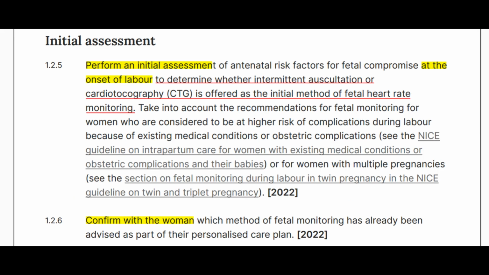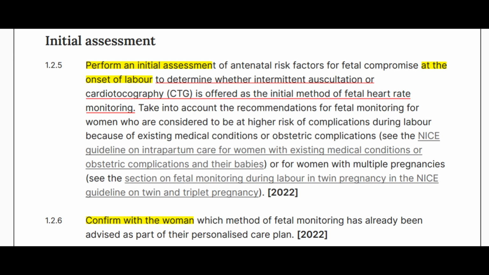Initial assessment. Perform an initial assessment of antenatal risk factors for fetal compromise at the onset of labor to determine whether intermittent auscultation or cardiotocography is offered as the initial method of fetal heart rate monitoring. Take into account the recommendations for fetal monitoring for women who are considered to be at higher risk of complications during labor because of existing medical conditions or obstetric complications, or for women with multiple pregnancies.